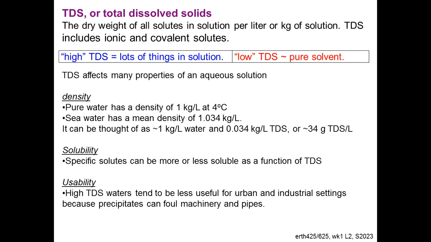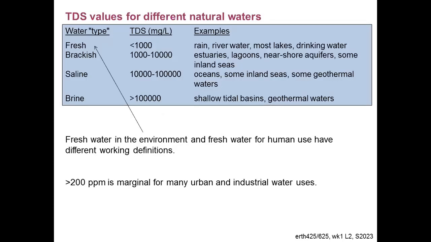So TDS also affects usability for urban and industrial settings because, for instance, think about salts within pipes that go into an electric generation system where we're making steam, or a boiler, or anything where water is flowing through pipes where there may be some evaporation that can cause salting out in the pipes and therefore affecting the flow and everything else. So this is a table that shows you the TDS values by definition for different types of water.